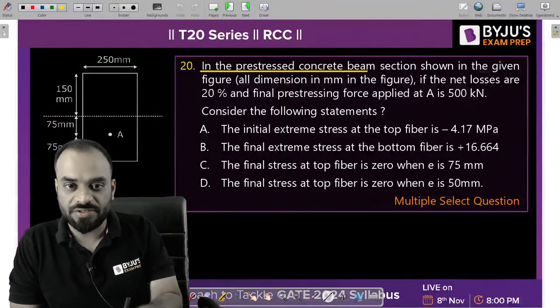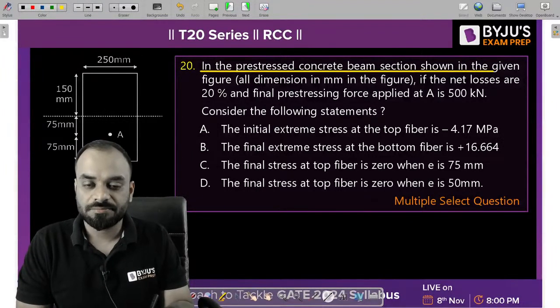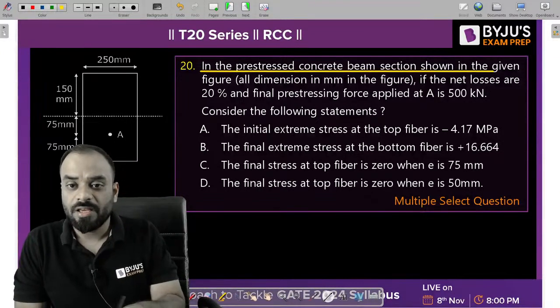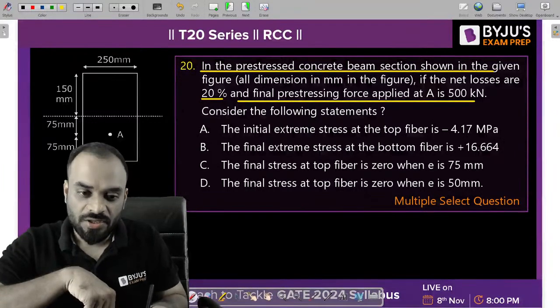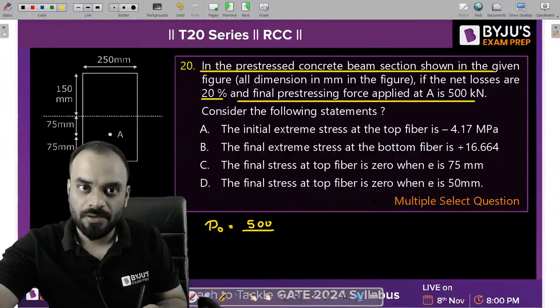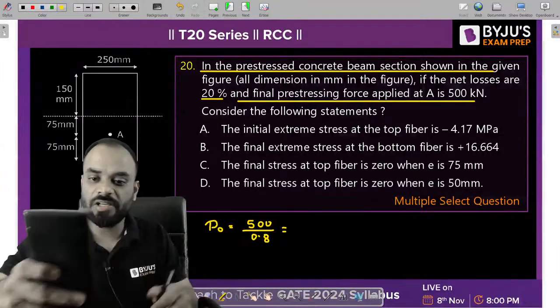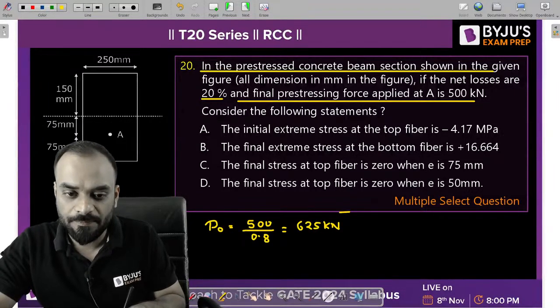This is the last question of the session, guys. In the pre-stressed concrete beam, a section is given to us, and all the dimensions are in mm. If the net loss is 20% and the final pre-stressing force is 500 kilonewton, can we calculate the initial value of pre-stressing force? This is the final value, 500, and 20% is loss, that means we need to divide this value by 0.8. So 500 divided by 0.8, we are able to calculate the initial pre-stressing force, which is 625 kilonewton.